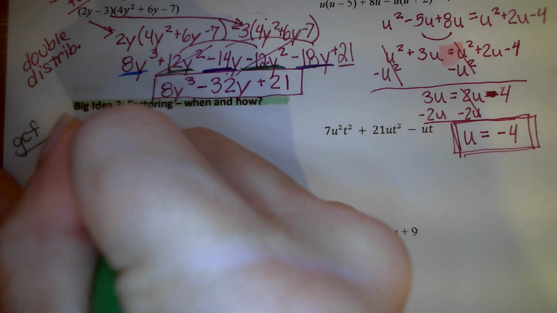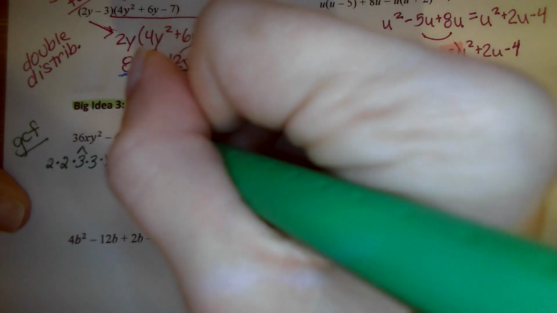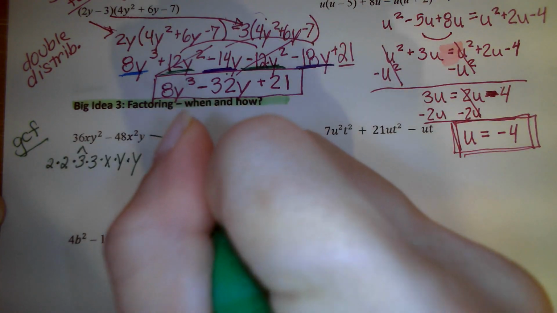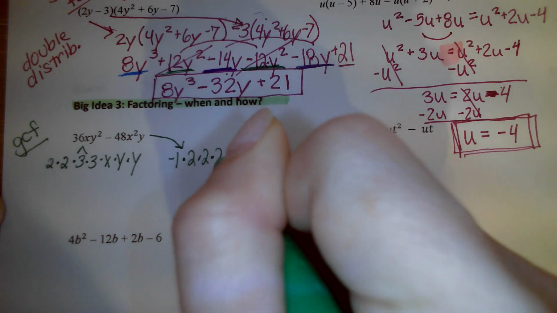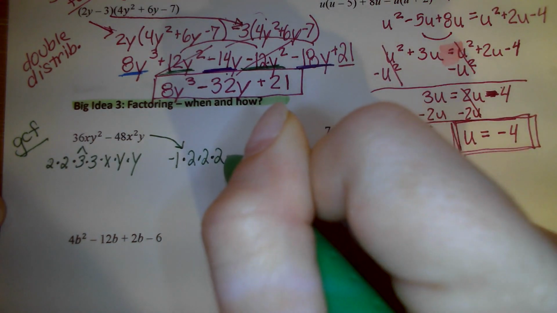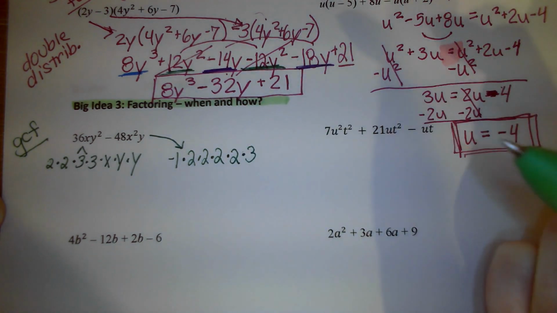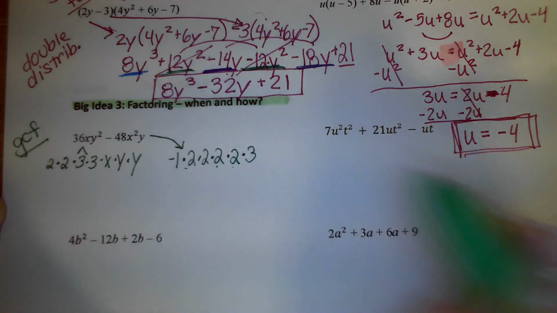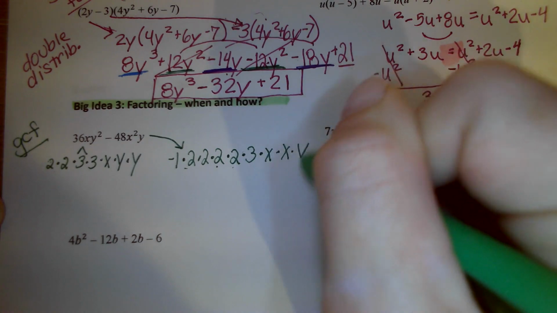Then times x times y times y. Now the other term, negative 48x squared y. So we're going to start with negative 1 times 2 times 2 times 2, that's 8, times 2 again, times 3, that's 6. So 8 times 6, 6 and 8 equals 48. Then times x times x times y.